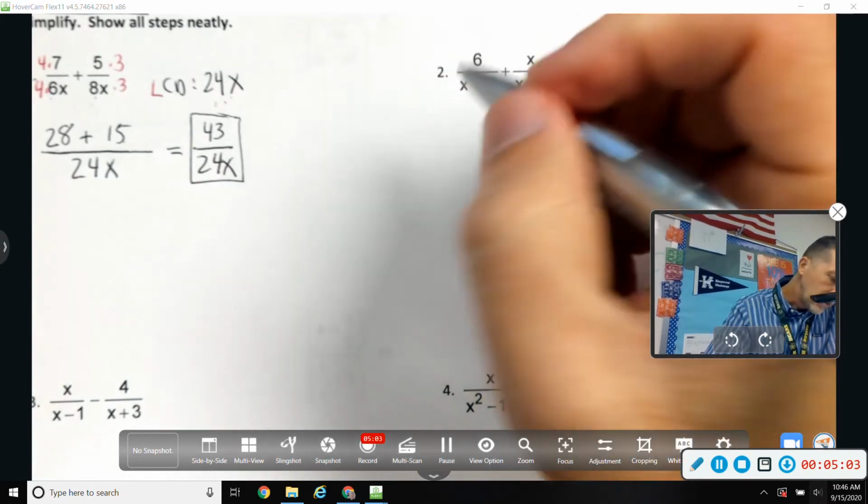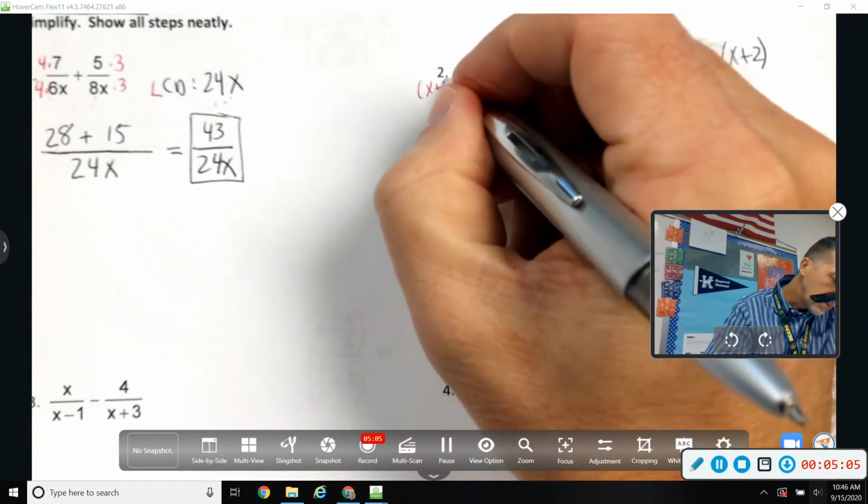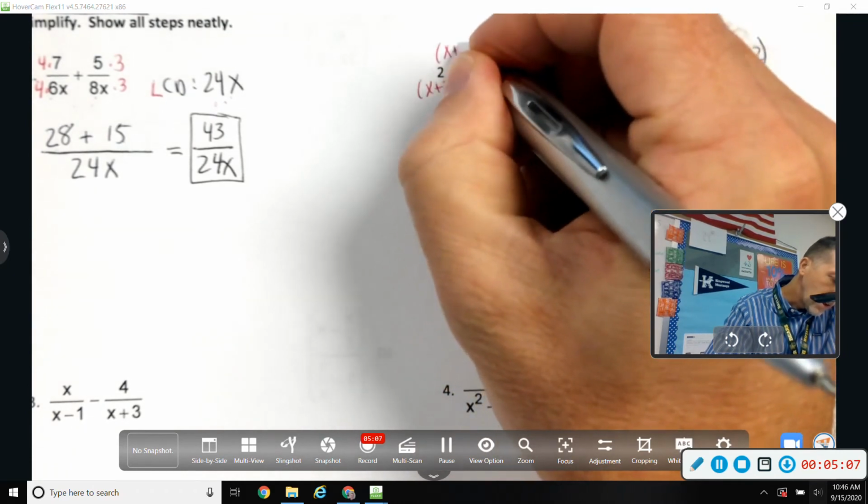So the first one needs an x plus 2 to make the denominators match, which means the top one needs an x plus 2.